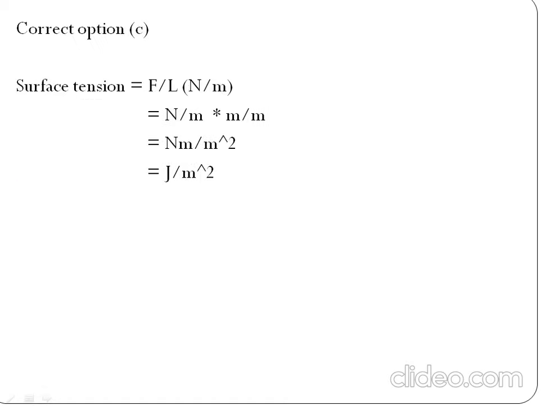Correct answer is option C. Because surface tension is force per unit length and its unit is Newton per meter. We can divide and multiply with meter, so we get Newton meter per meter square. So Newton meter becomes joule, so surface tension unit is joule per meter square.